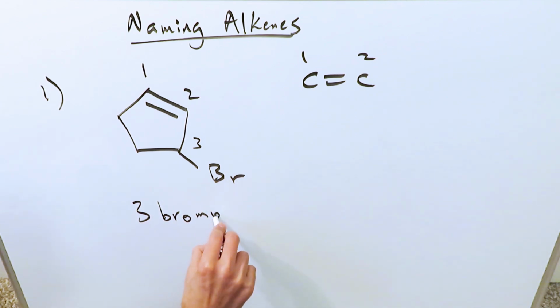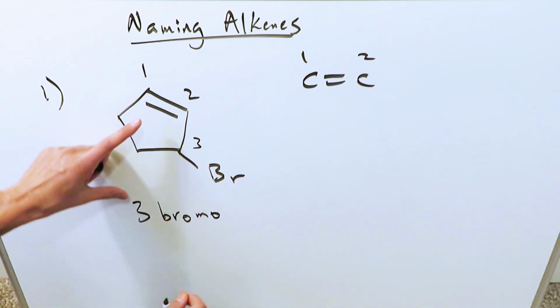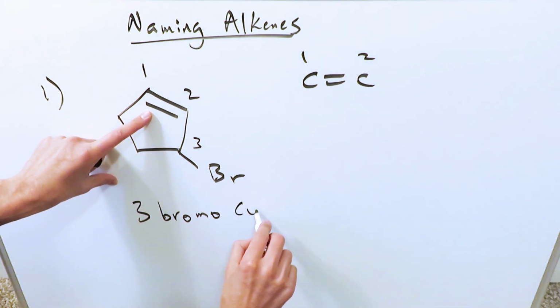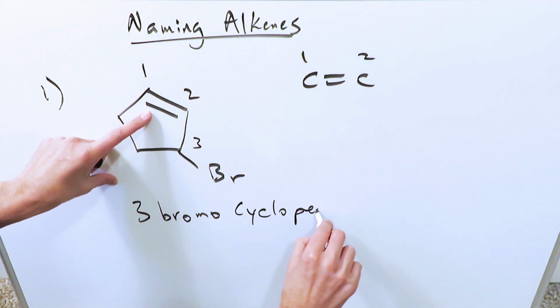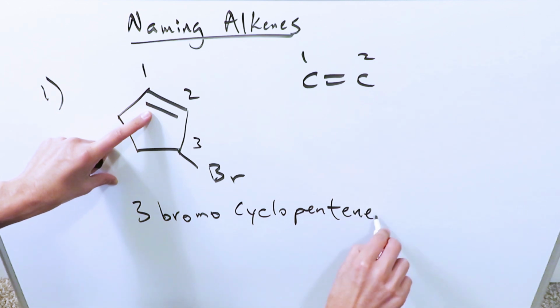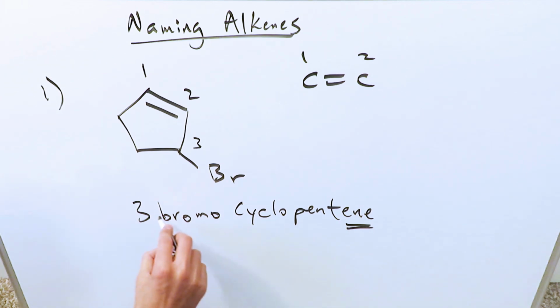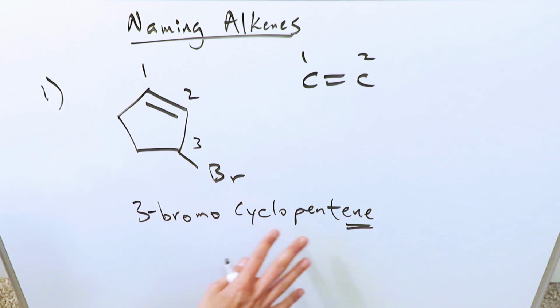3-bromo. Because it's a cyclopentane and there's an ene, an alkene, you'll say 3-bromo cyclopentene. That E-N-E ending will indicate that it's an alkene versus A-N-E, a pentane. So 3-bromo, and you can hyphenate it, 3-bromo cyclopentene would be a correct name, and it would be just the way you want to name it. So 3-bromo cyclopentene would be a correct name.